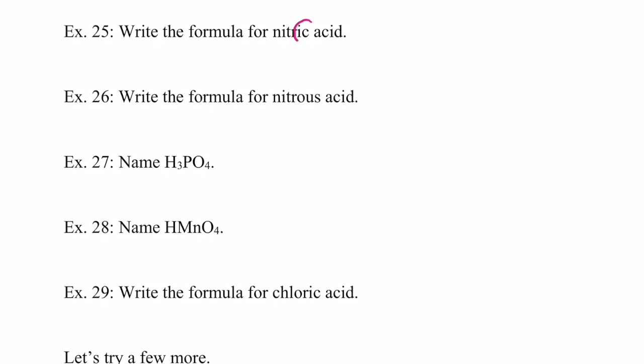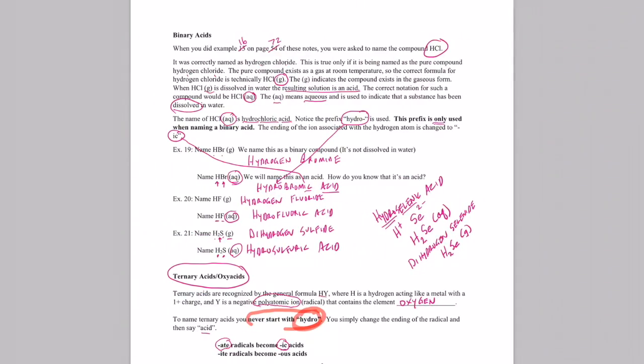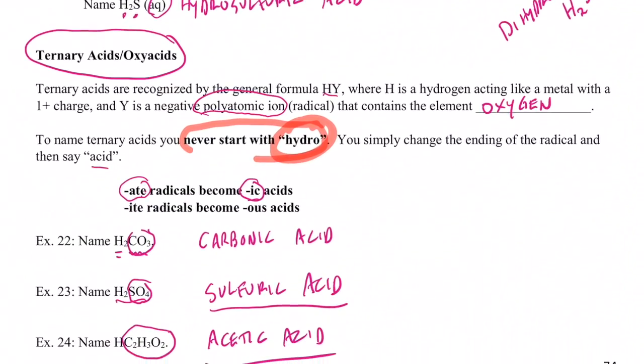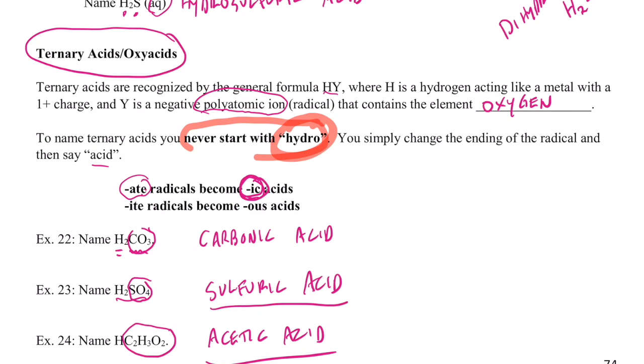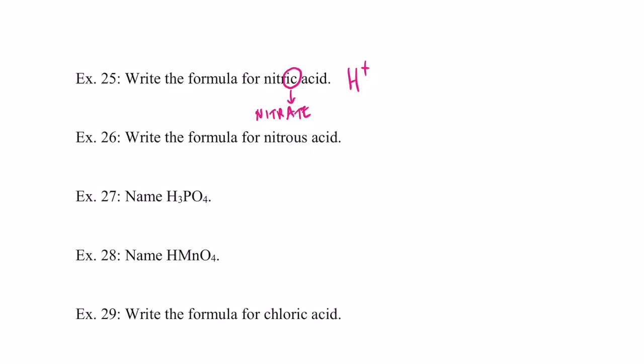All right, now, what if I had the name nitric acid? First of all, I recognize it as ternary because it does not begin with hydro. But I know hydrogen is going to be with it, acting like a metal with a 1 plus charge. But where does nitric come from? Well, nitric comes from nitrate. Remember on the last page? On the last page, if you recall, ic comes from ate, so we're just going backwards here. So, nitric must come from nitrate.